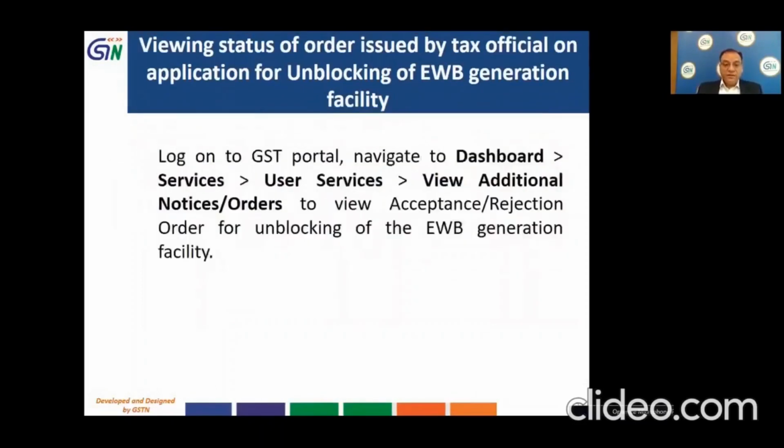Now, in case you want to see the status of the order issued by the tax official, you have to go to the GST portal, log on, navigate to dashboard, services, user services, and in that list of view additional notices or orders, you'll be able to view the acceptance or rejection order for unblocking of EWB generation facility, which has been passed in relation to the application filed by you manually for unblocking of the generation facility.